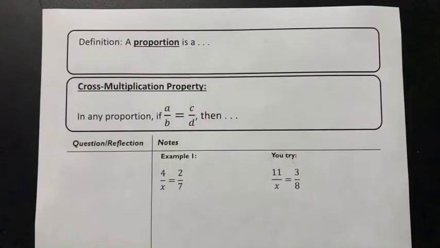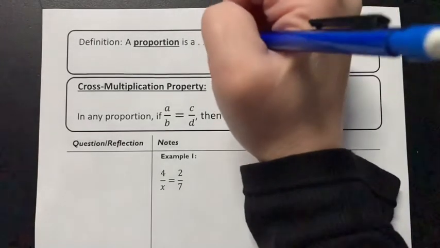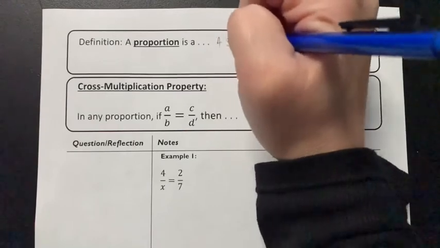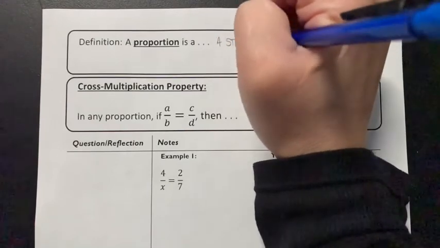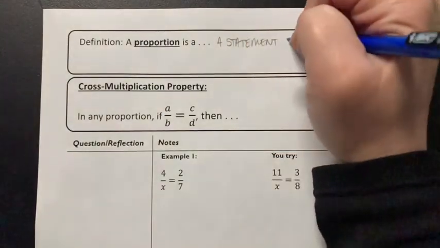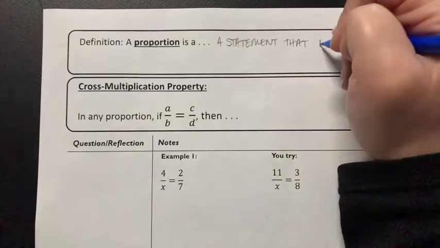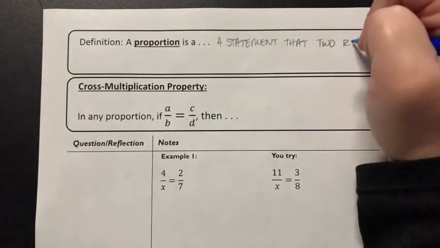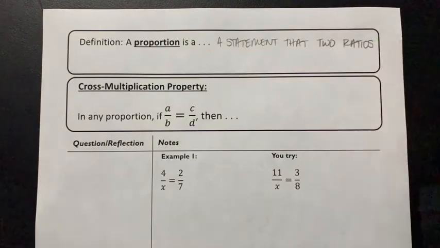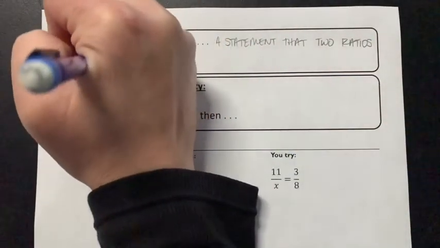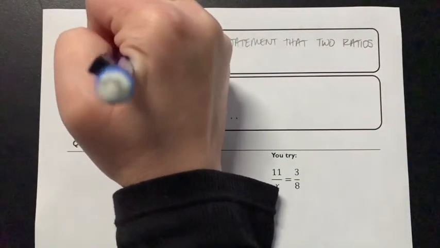Thanks, guys. Part 2 of our 7-0 review of proportion notes. It's going to start with the definition of proportion, and the definition is a statement that two ratios, we just talked about that, are equal.